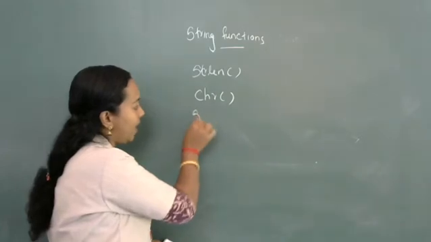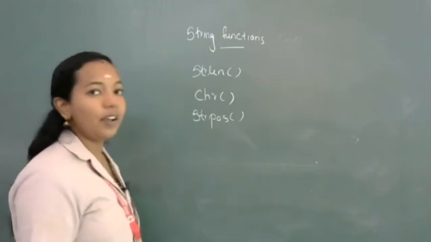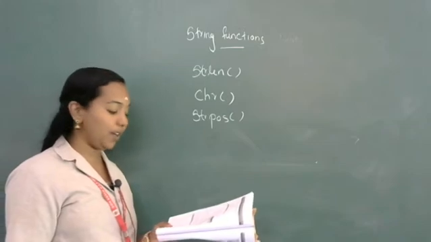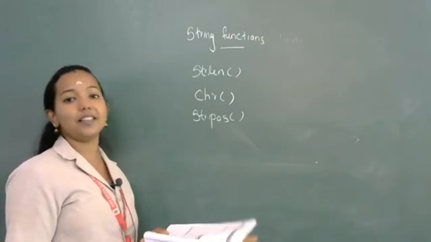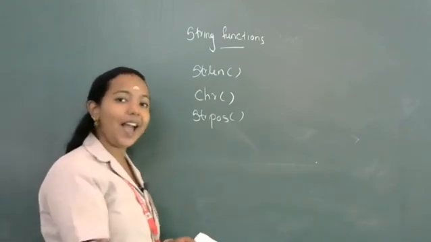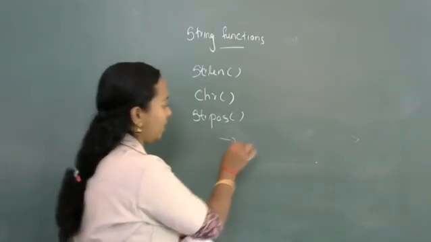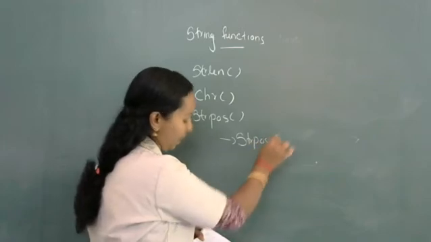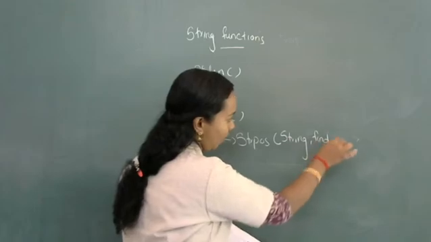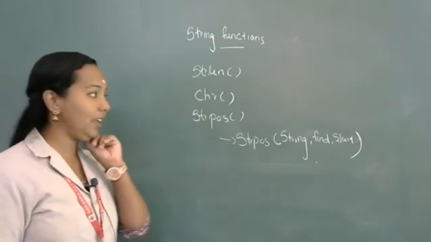The next one is strpos. The strpos function finds the position of the first occurrence of a string inside another string. Suppose you want to find the position of a string in another string, then we can use strpos. The syntax of strpos will be like this: strpos, string, find, start. We are finding a particular string in another string.